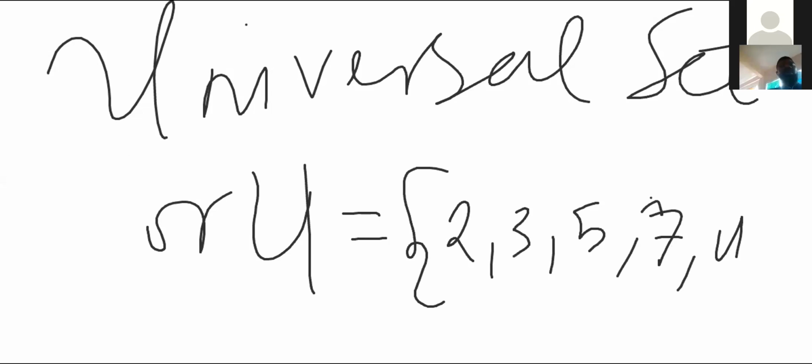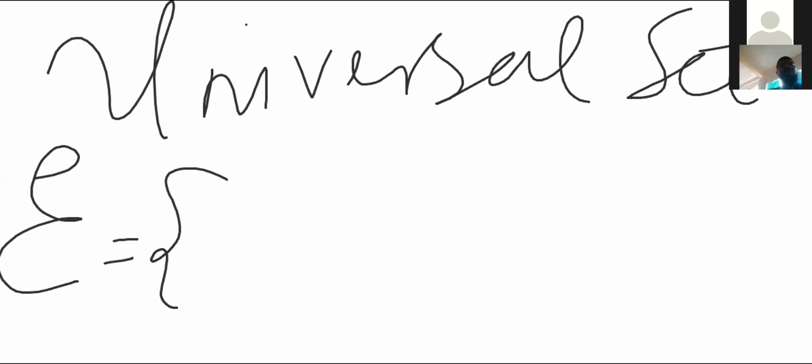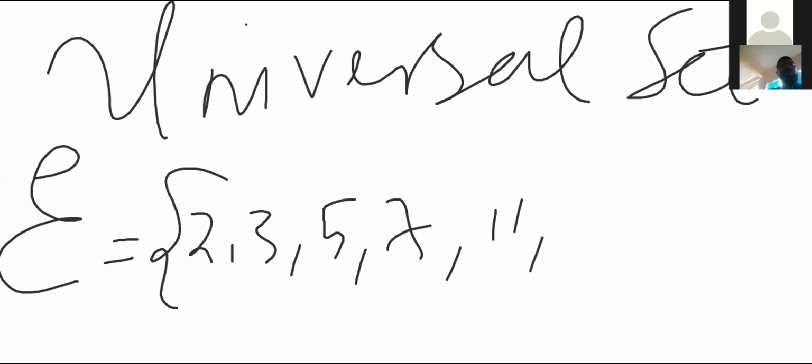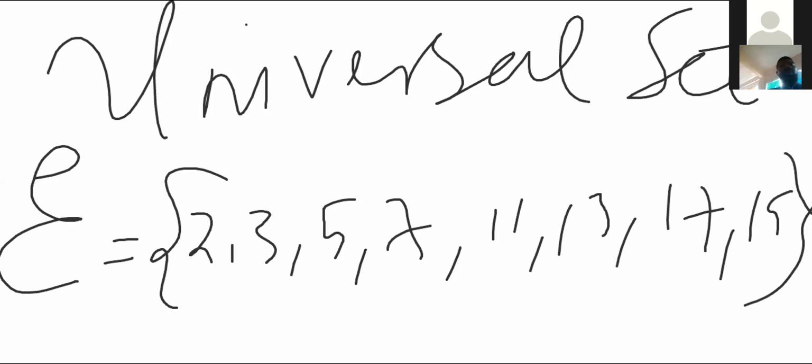Okay, I want to list this on a new thing, and let me list this so that it's clear. So our universal set equals 2, 3, 5, 7, 11, 13, 17, and 19. Remember that a prime number is a number with only two factors. It's different from composite numbers that have more than two factors. Now, you check out this. This is our universal set.